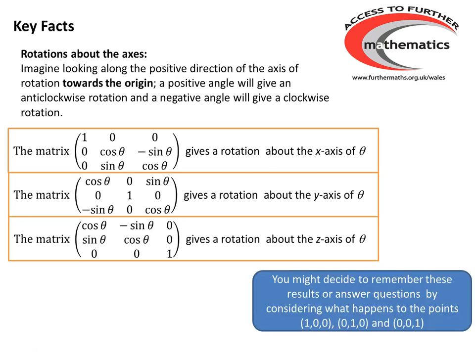Now again, you might decide that you are going to remember these 3 different results, or you've got the possibility of working things out by considering what happens to the points 1, 0, 0, 0, 1, 0 and 0, 0, 1. And we shall see both of these possibilities in the examples that we will be considering in this video.